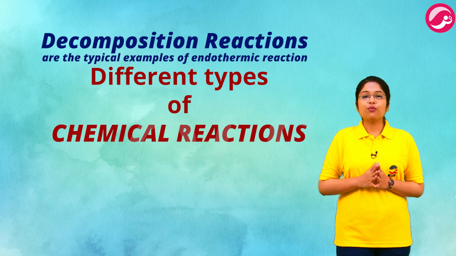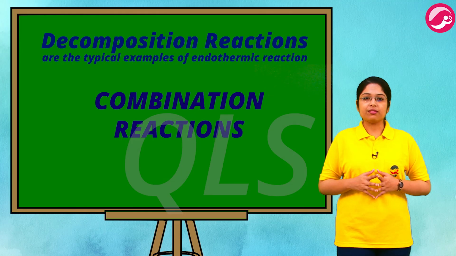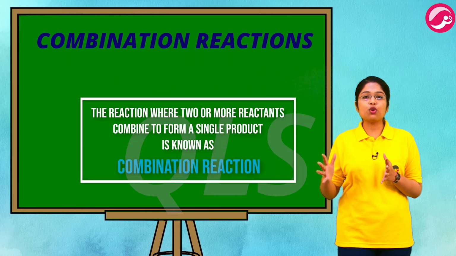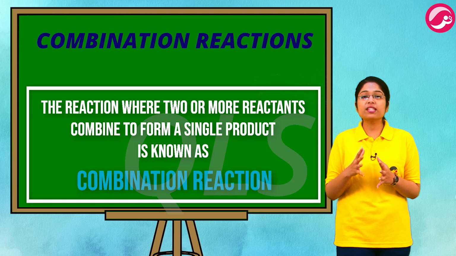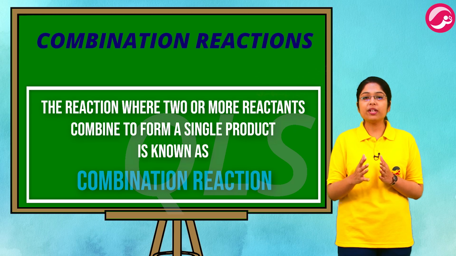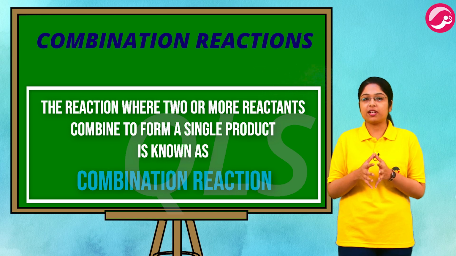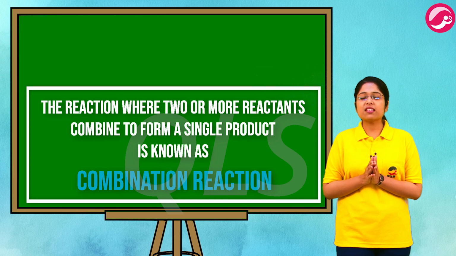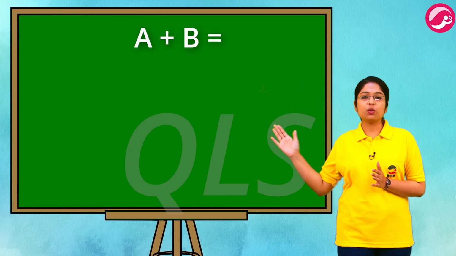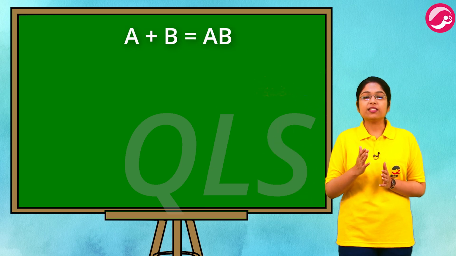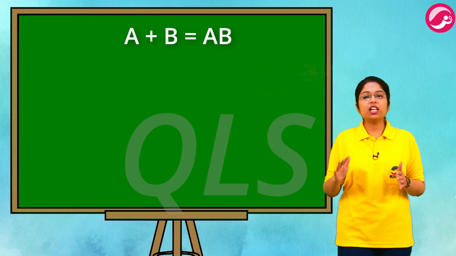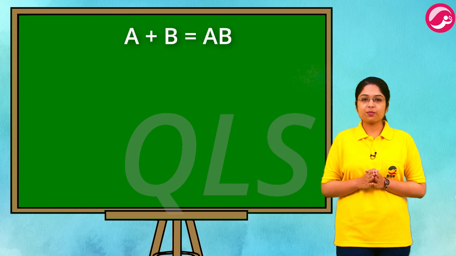So first, we will start with combination reaction. The reaction where two or more reactants combine to form a single product is known as combination reaction. हम इसे नाम से ही समझ सकते हैं. Combination means combine हो रहा है. You can generalize it as A plus B is equal to AB. Here, A and B could be any element or compound.